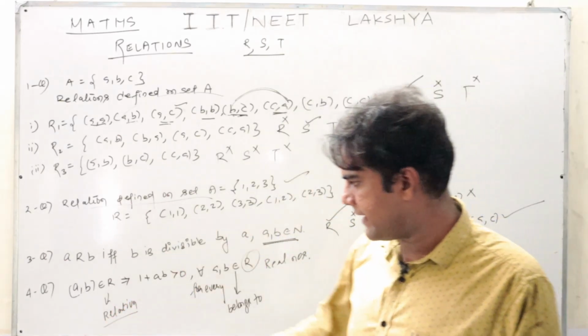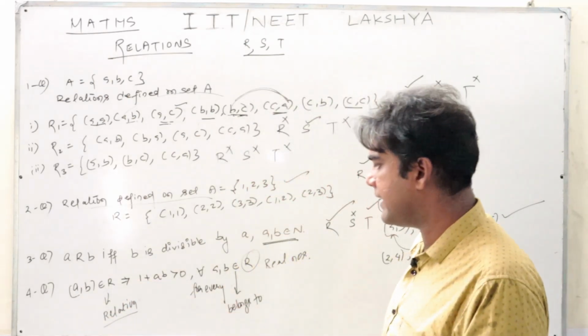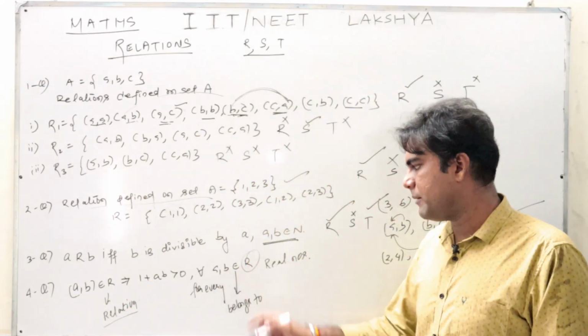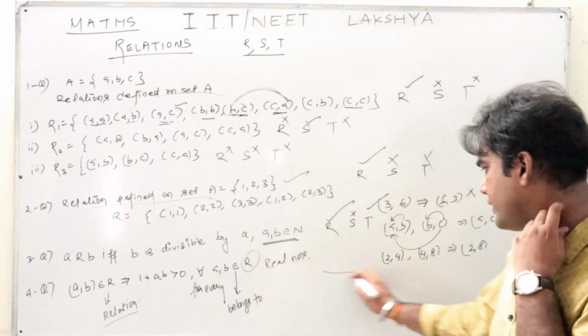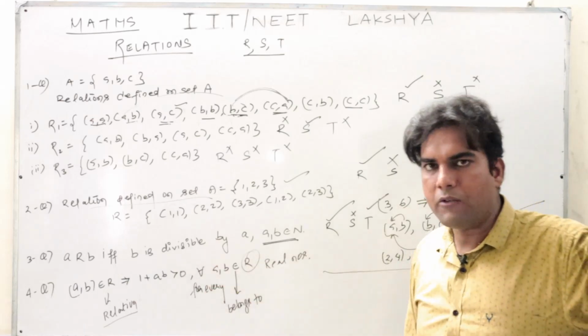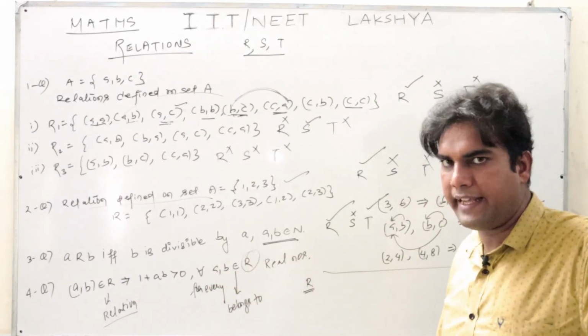Here it is saying that R is a relation of (a, b) such that 1 plus ab is greater than 0 for every a, b belonging to R. This R is the set of real numbers. So let us try to see here. For reflexive, we have to check whether (a, a) will be there.